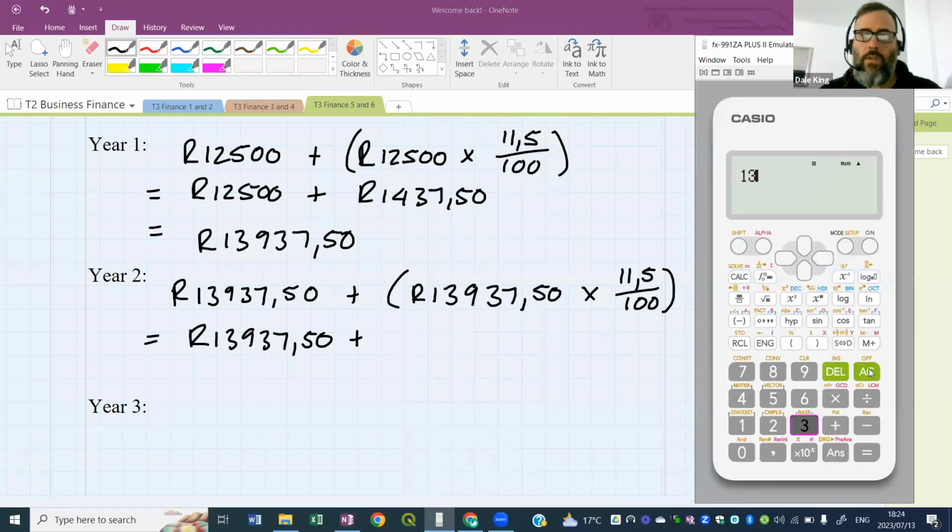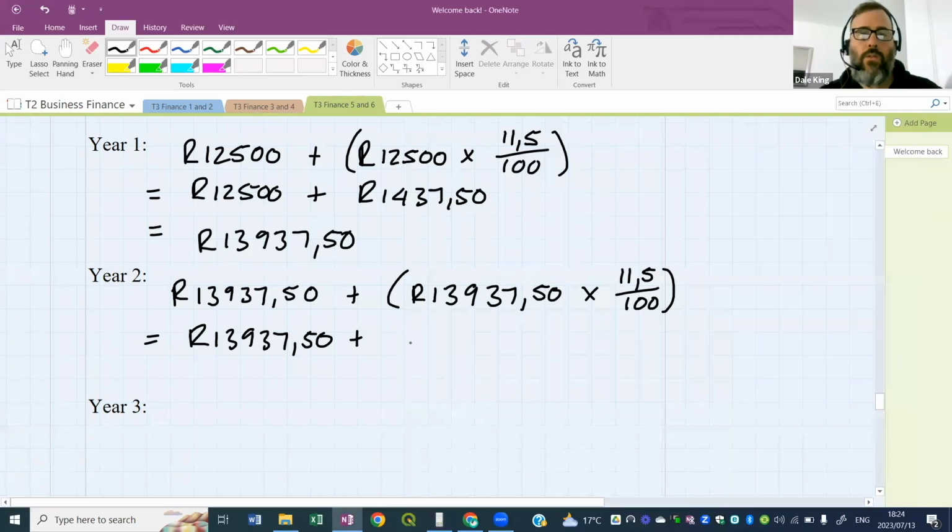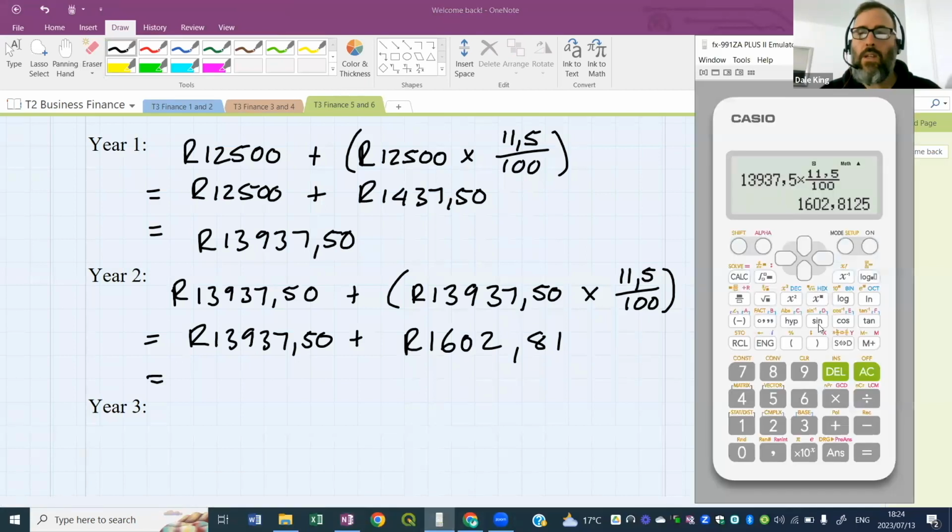Okay, so let's say 13937.5 times 11.5%. And it's 1,602.8125. All right, so I'm going to just leave it there at 2 decimal places, 1,602.81. And this gives us a total now at the end of year 2.